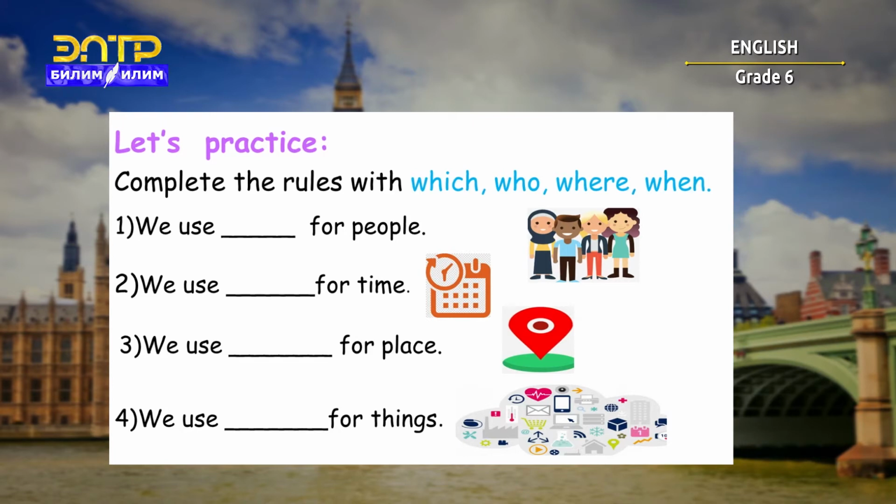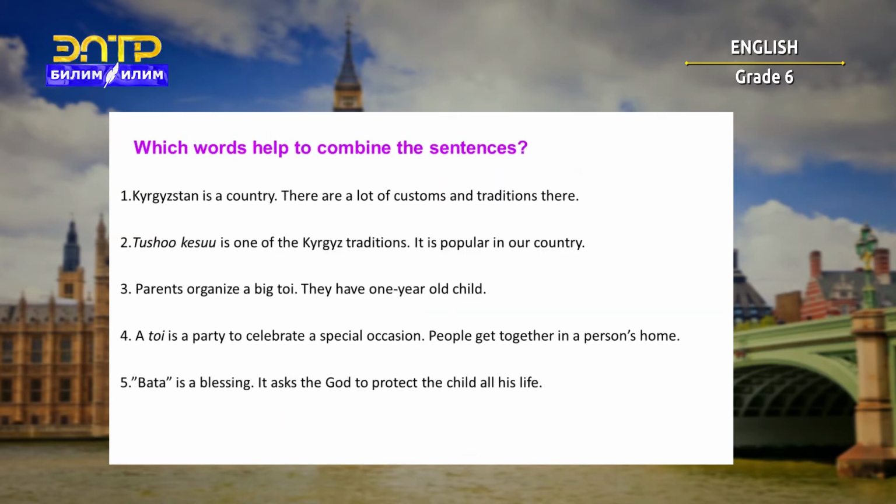Okay, time is up. Let's check it together. We use who for people. The next, we use when for time. We use where for place. And we use which for things. Great! The next. Which words help to combine the sentences?